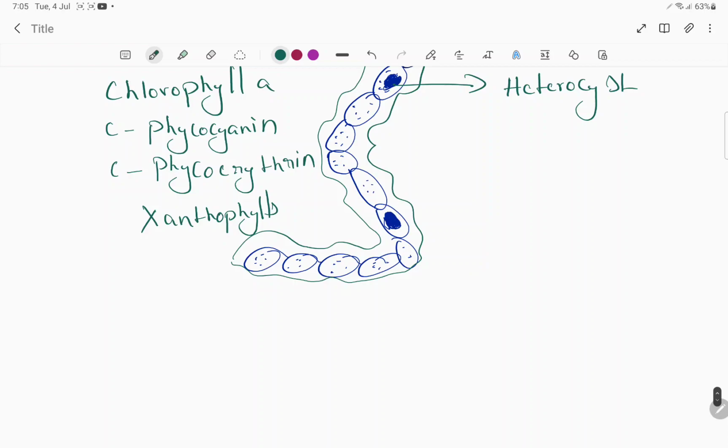And vegetatively they reproduce by fragmentation. Simple body without tissue. Akinetes and heterocysts are also involved in vegetative reproduction. Sexual reproduction is absent in cyanobacteria.